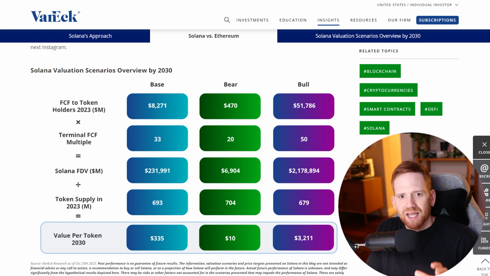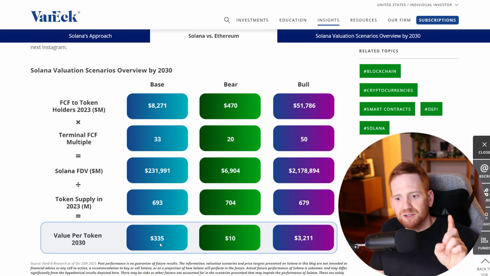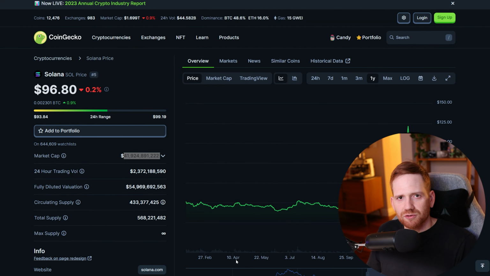We also have venture capital firm VanEck, who is anticipating that a base case of Solana, the lowest that they believe it could possibly be, is $335 by 2030, but their bull case could be over $3,000 a Solana, which obviously would represent a massive upside from here. Solana was trading at about $8 in the bear market and now about $97, bringing it around a $42 billion market cap. So while this project is not small, I think it has incredible potential to go past all-time highs.